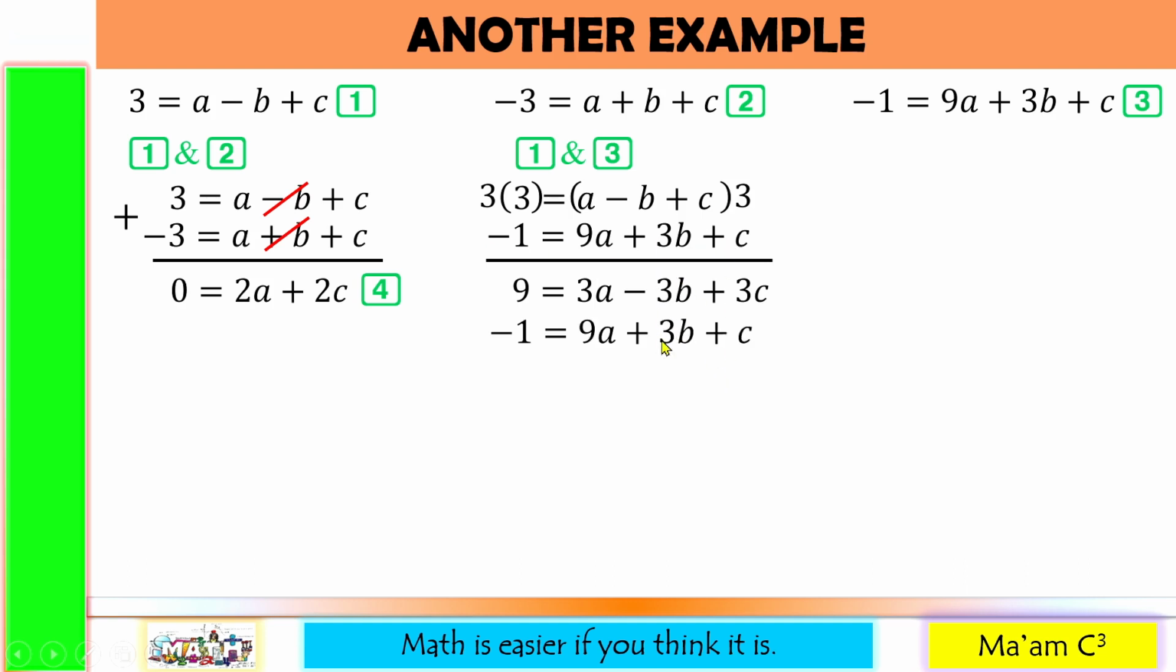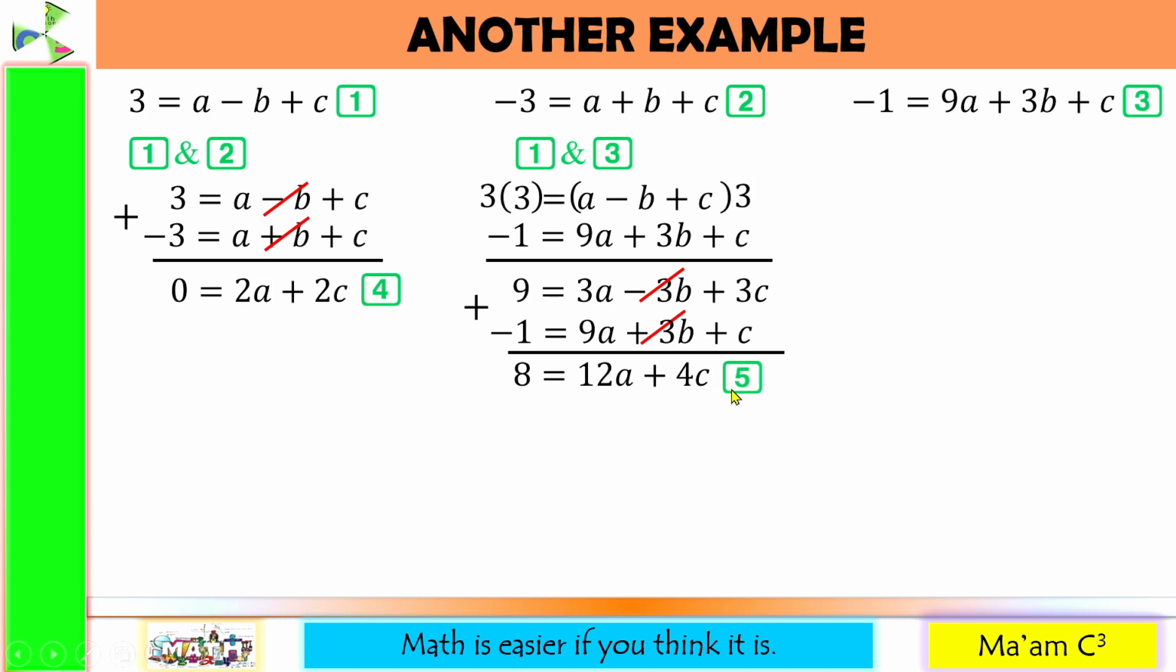Now that the coefficients of my b are equal, I can easily eliminate them. How? I am going to choose the operation addition. 9 plus negative 1 will give me 8. 3a plus 9a is 12a. Negative 3b plus positive 3b will simply cancel out. 3c plus 1c is equal to 4c. This is now equation 5.